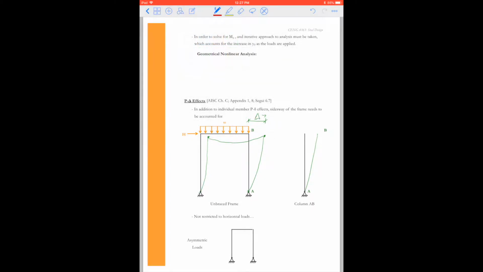Okay, so our equivalent column, if we isolate column AB, we have this column and we're applying our load. Whatever axial force we apply to column AB is now shifted over, and we need to account for this delta that's occurred at the top. That's going to give us an additional moment, an increased moment in the column of P times some sort of deflection. So increased moment in the column due to story drift.